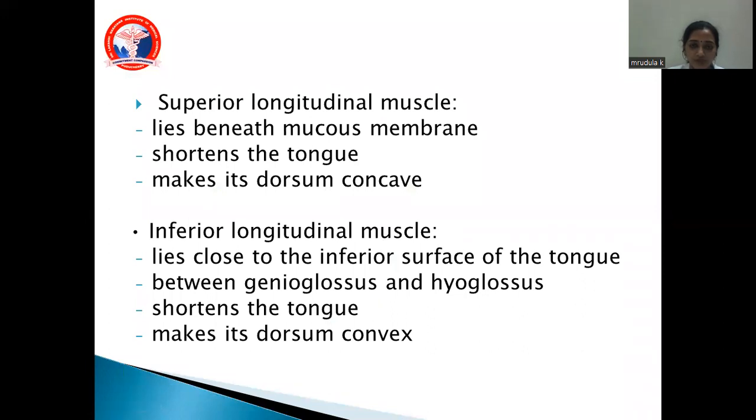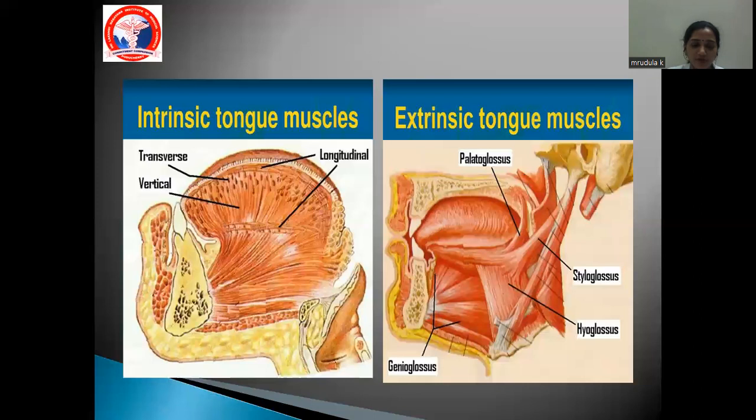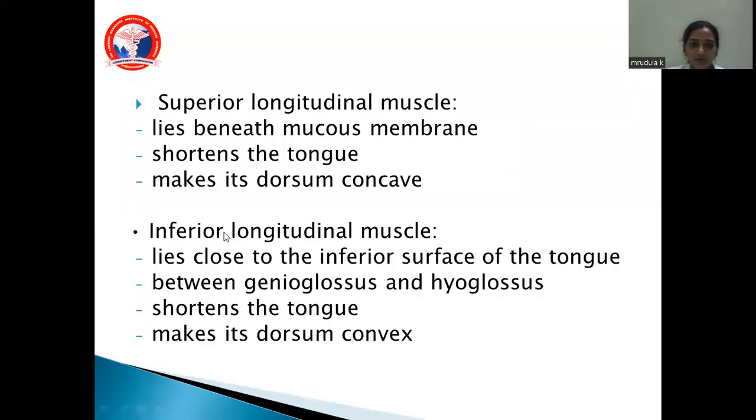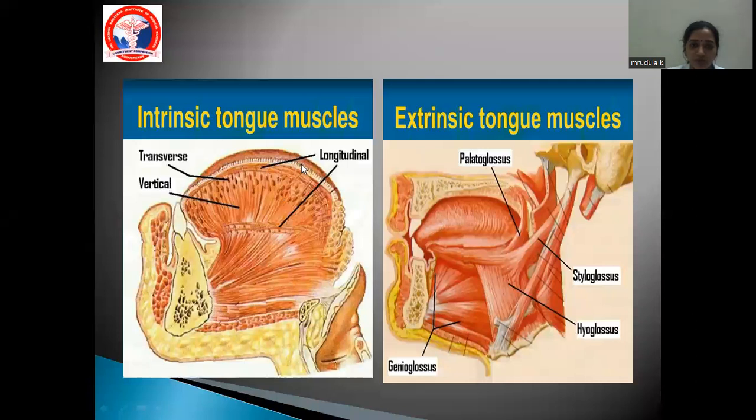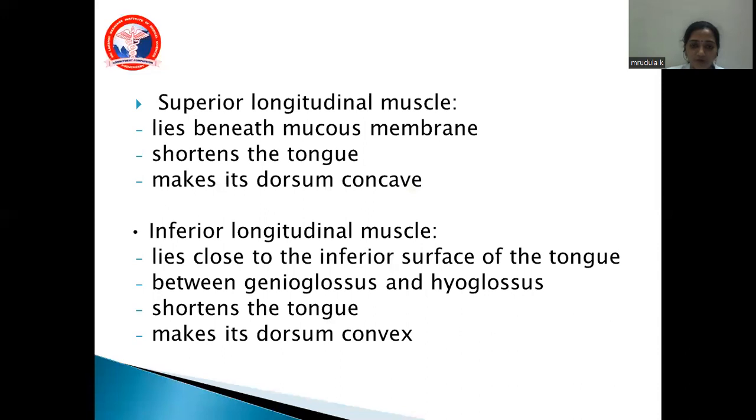There is a superior longitudinal muscle, which lies just beneath the mucosal membrane, and it shortens the tongue and makes the dorsum of the tongue concave. So this is a layer. Superior longitudinal, this is an inferior longitudinal. The inferior longitudinal muscle lies close to the inferior surface of the tongue between genioglossus and hyoglossus, and it shortens the tongue and makes the dorsum of the tongue convex. So these are the muscles. The superior is to make the tongue concave, and the inferior longitudinal is useful to make the tongue convex.